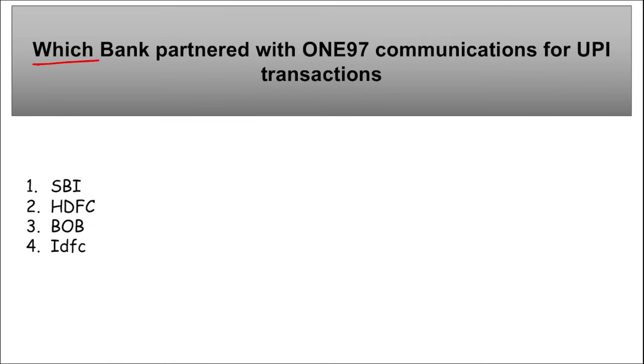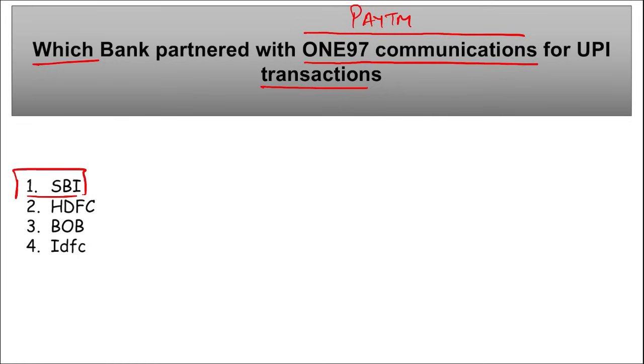Next, which bank has partnered with One97 Communications for UPI transactions? This One97 Communications, remember, is the parent company of Paytm. So in order to carry out UPI transactions on Paytm, SBI, State Bank of India, that is India's largest public sector bank, has entered into a partnership with One97 Communications Limited to settle UPI transactions, upon acquiring the third party app provider license, right? So this bank, SBI, will be acquiring the third party app provider license.